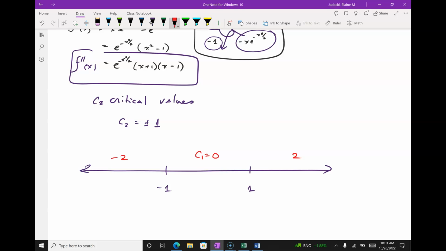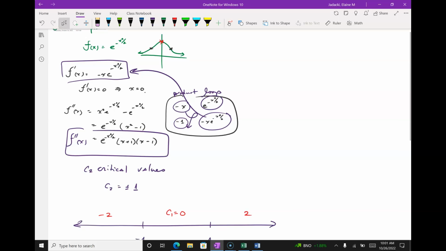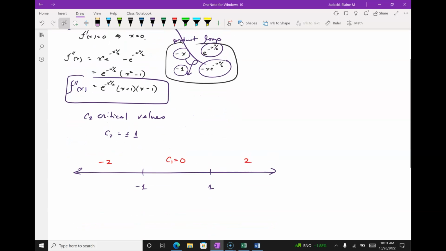How are we doing here? I already know this concavity. I see it's smiling, frowning, smiling. I see it's positive, negative, positive.